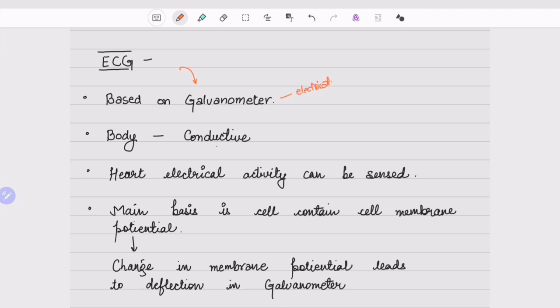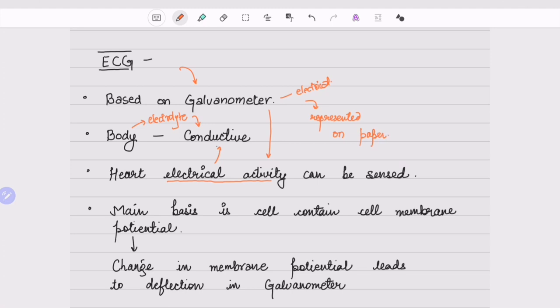And as we know, our whole body is made up of electrolyte and fluid, so it is conductive in nature. As the heart has electrical activity, it can be sensed through our outer body. As the whole body is conductive, the electrical impulses are conducted by the fluid in the body. So these electrical activities are sensed by the galvanometer, which are represented on the paper.